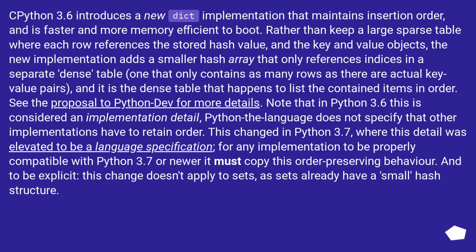Note that in Python 3.6 this is considered an implementation detail. Python the language does not specify that other implementations have to retain order. This changed in Python 3.7, where this detail was elevated to be a language specification. For any implementation to be properly compatible with Python 3.7 or newer, it must copy this order-preserving behavior. And to be explicit, this change doesn't apply to sets, as sets already have a small hash structure.